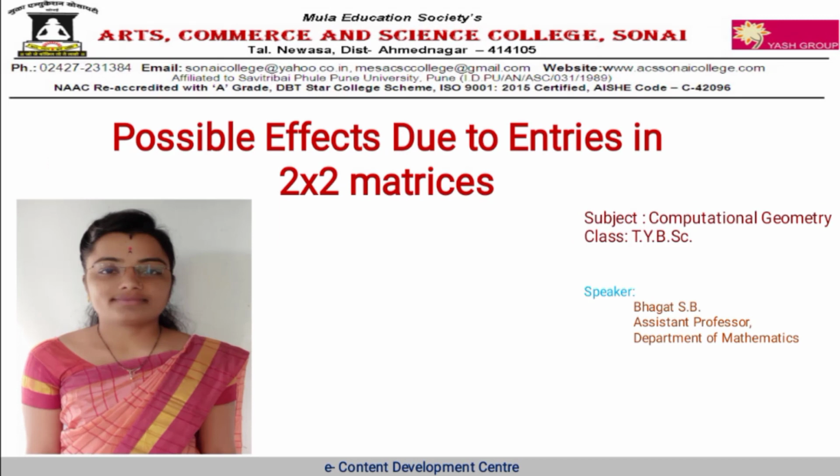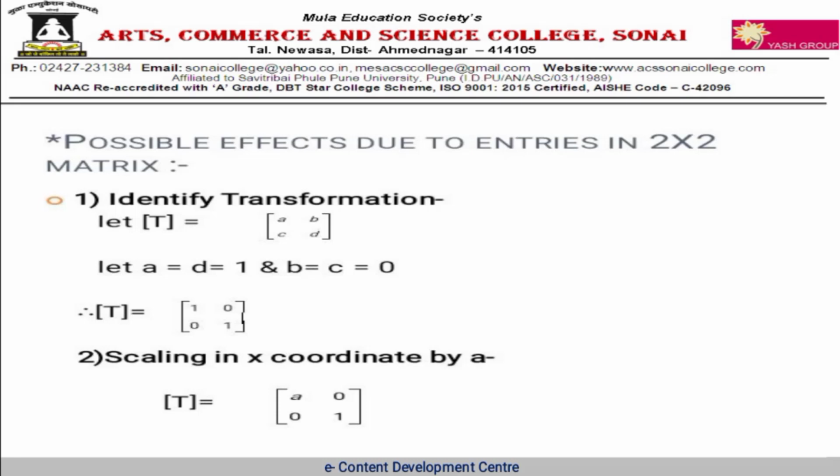The topic of discussion is possible effects due to entries in 2 by 2 matrices. That is, we have given 2 by 2 matrices, and depending on the entries of the two-dimensional matrices, there are possible effects that occur in the matrix representation.